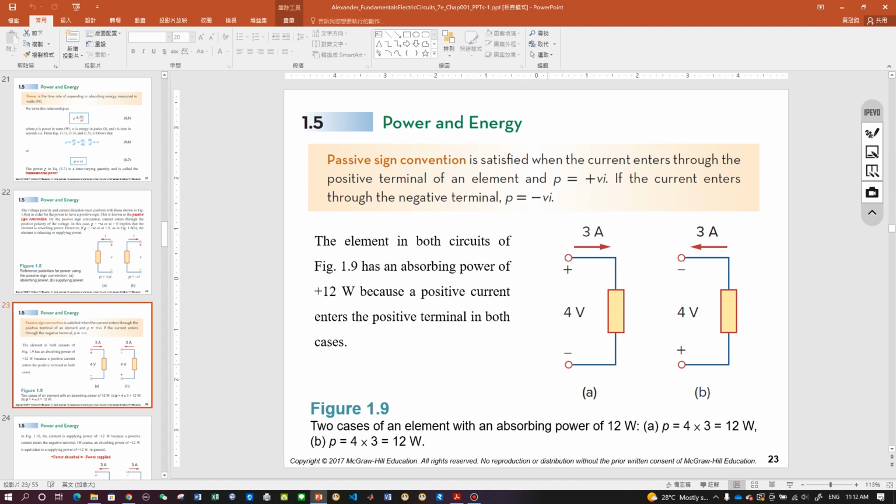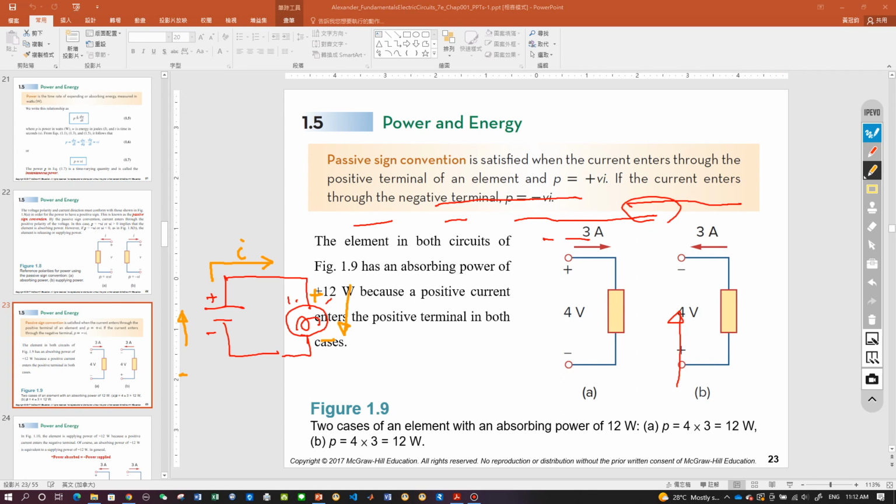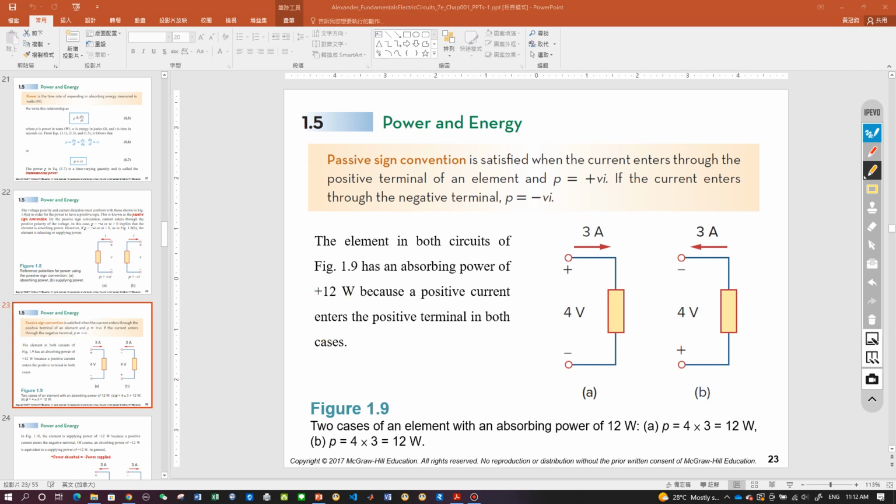So we can see here there are two cases of an element absorbing power of 12 watts. Look at that. The current goes through here, goes through here. So this is the positive side, so the power is plus. You don't have to say plus. V is 4 volts, times current 3 amps, so it's 12 watts.